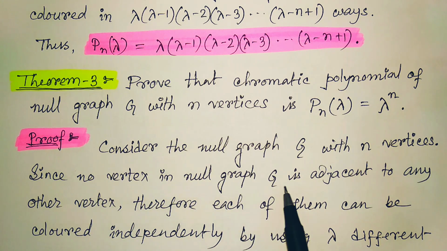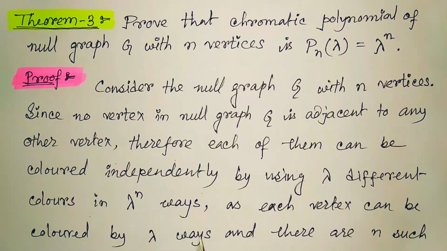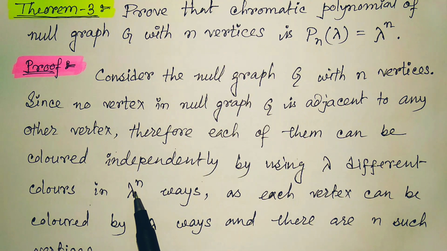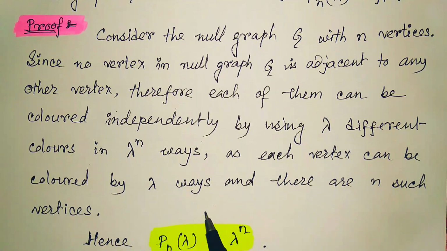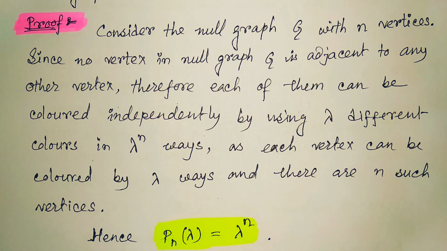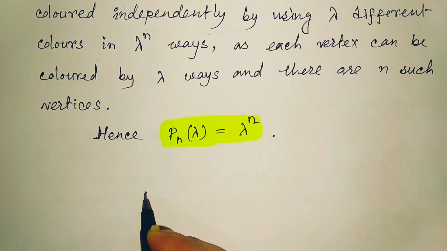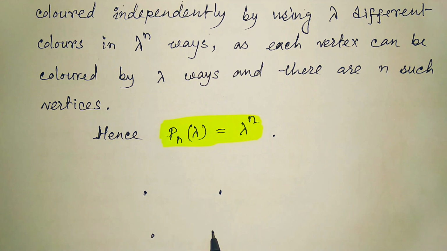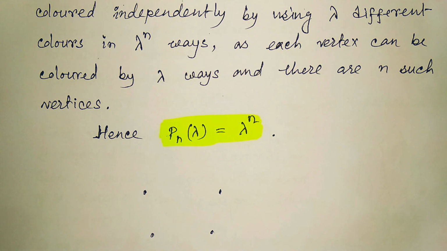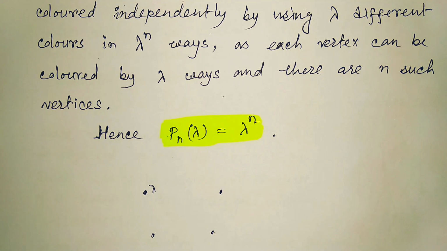Since no vertex in null graph G is adjacent to any other vertex, each of them can be colored independently by using lambda different colors, in lambda to the power n ways, as each vertex can be colored in lambda ways and there are n such vertices. If it is a null graph, only the vertices are there. So if we color any vertex, a total of lambda colors are there, and we can choose any one color out of this lambda. So there are total lambda ways to choose the first color.